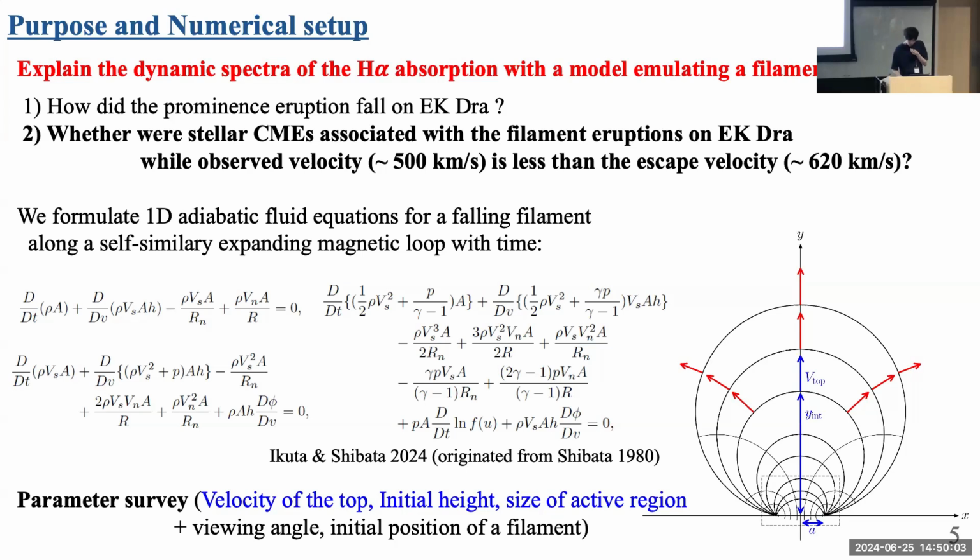The loop configuration is described on the right, and we need to tune the loop configuration parameters such as expanding velocity and initial height, as described in blue. In addition, viewing angle and initial position of the filament are also important, and we tuned these parameters.